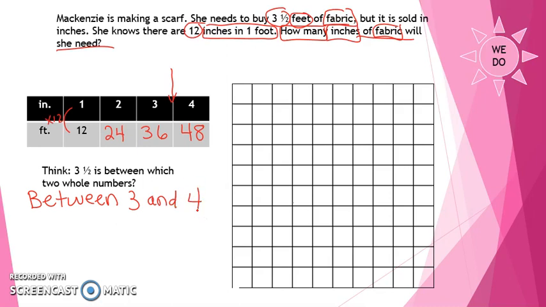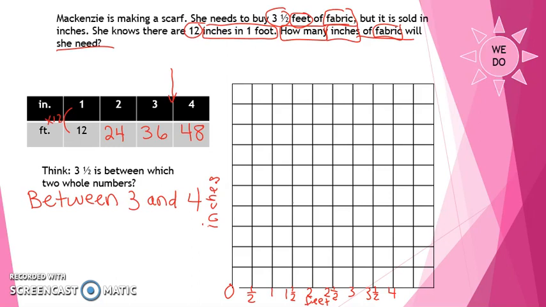So now, let's go over to our graph. Our origin is 0, and we're going to go in 1/2 increments. We're going to go 1/2, 1, 1 1/2, 2, 2 1/2, 3, 3 1/2, 4, and these are feet. Then the y-axis is going to be our inches, because we want to know how many inches of fabric she's going to need, based on the amount of feet that she needs.